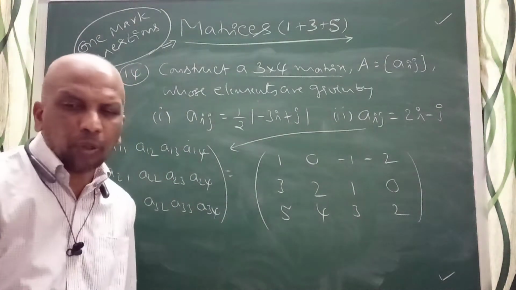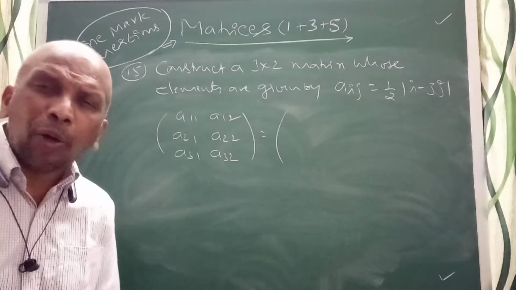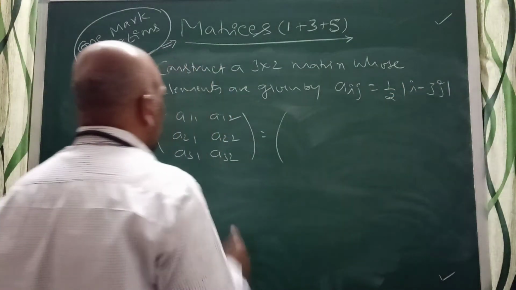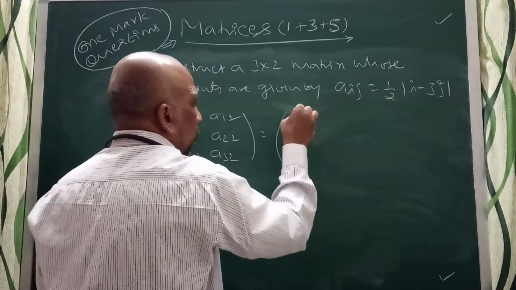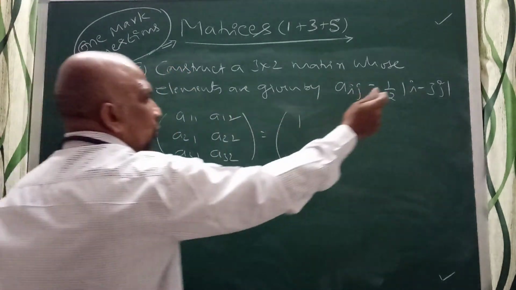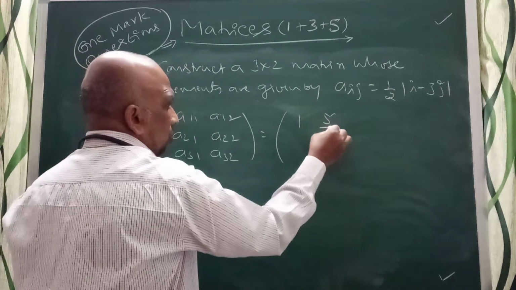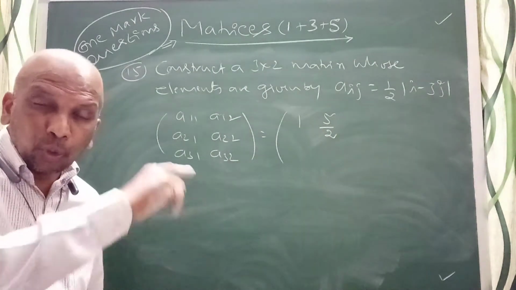Now I will do the next problem. Similar to how I have done the previous one, the same model. 1 by 2 mod (i minus 3j). We can substitute 1 minus 3, minus 2 by 2, mod is a 1. You will get 1, 2: 1 minus 6, you will get 5 by 2. 1, 2 is 5 by 2, because only two columns are there.